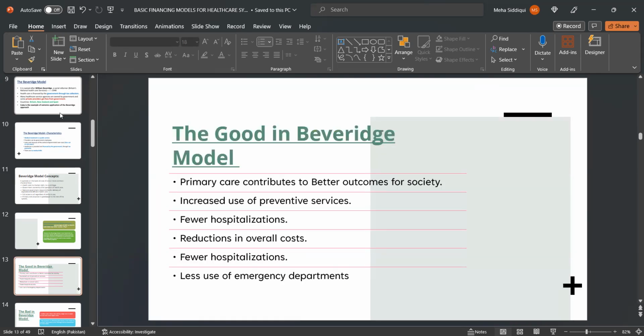The good in this model is primary care contributes to better outcomes for society, increased use of preventive services, fewer hospitalizations, reduction in overall cost, less use of emergency departments.